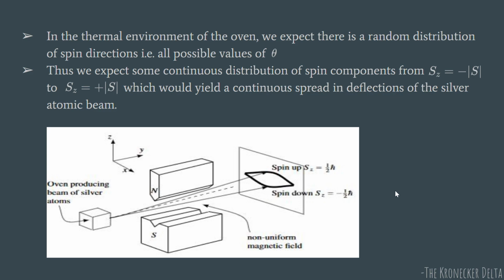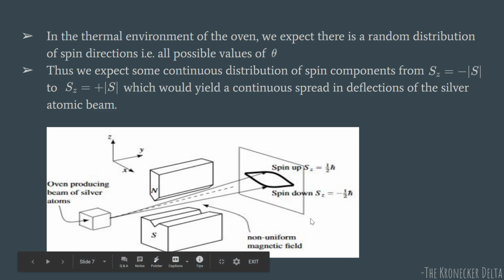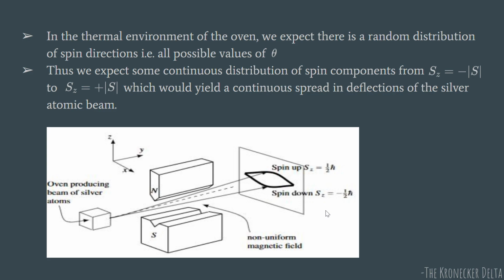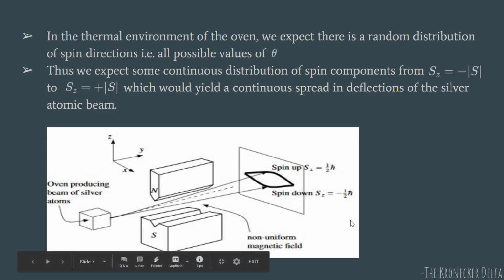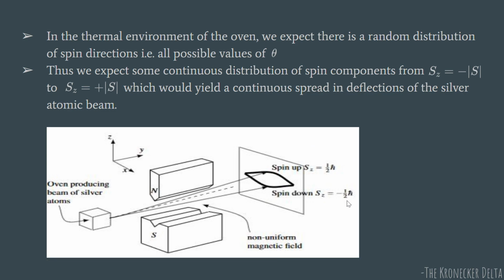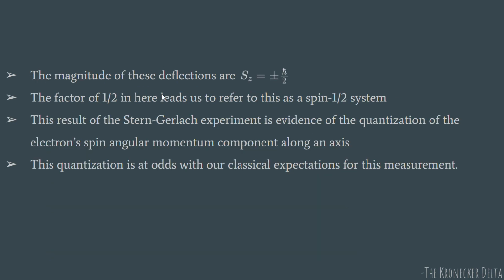Here, the very first remarkable observation is that this is evidence of quantization of the electron's spin angular momentum along any axis. What does that mean? Quantization means that something can take only particular values, not any arbitrary value. Here, S_z can take only plus h bar by 2 or minus h bar by 2, as we see in this slide. If you find the magnitude of this deflection, it comes out to be plus or minus h bar by 2. Plus indicates up, minus indicates down. Up and down need not necessarily be up and down in direction, but we get two particular deflections, and one of them we can always label as up and the other as down.